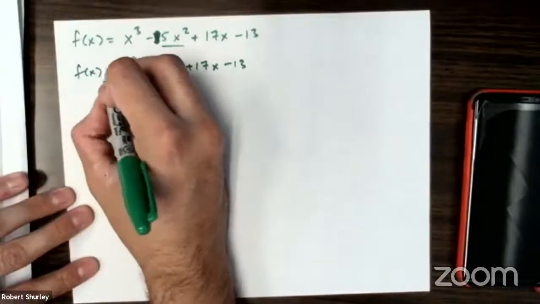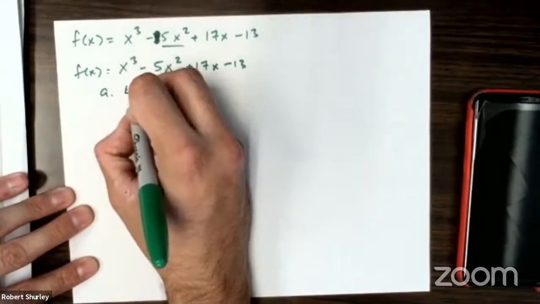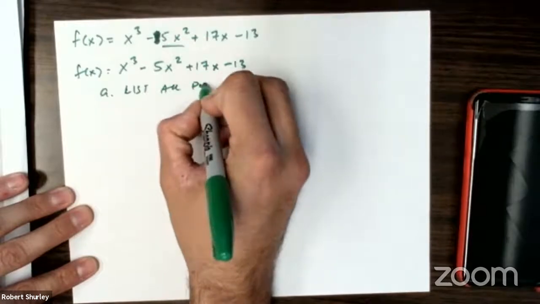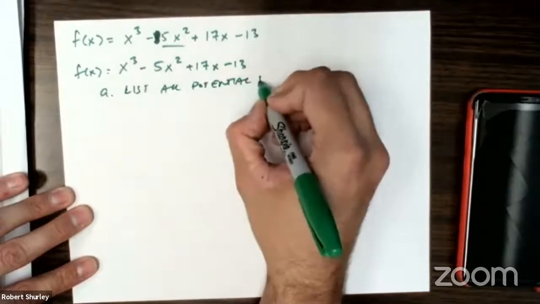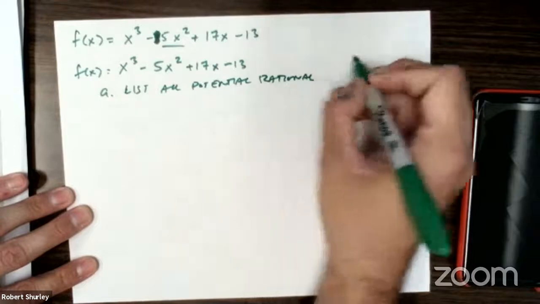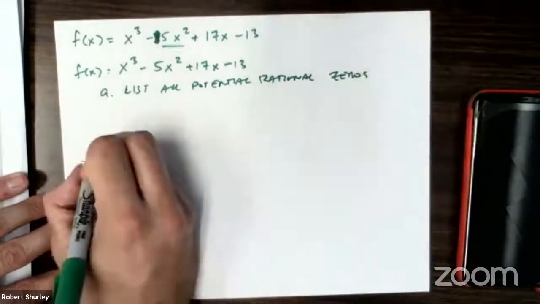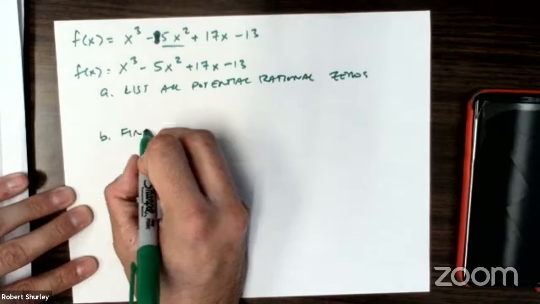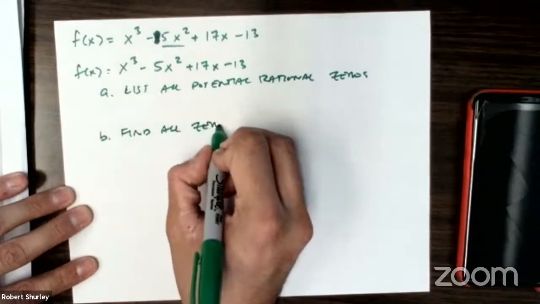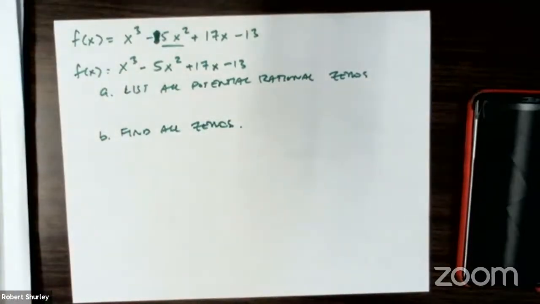Now, the first thing I want you to do is the same part A. List all potential rational zeros. And then for part B, I want you to find all the zeros. So try this one, okay? It's okay if you don't get it correct. It's okay if you get lost. The reason for this is to see where you're at, to see what you know and don't know. So try that. I'm going to give you a minute.